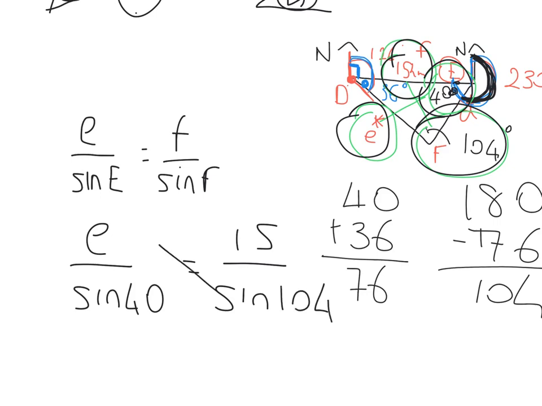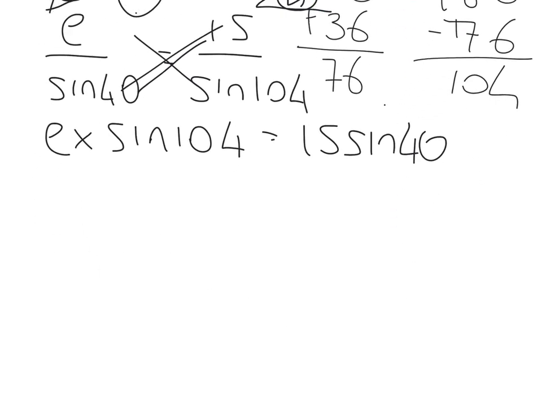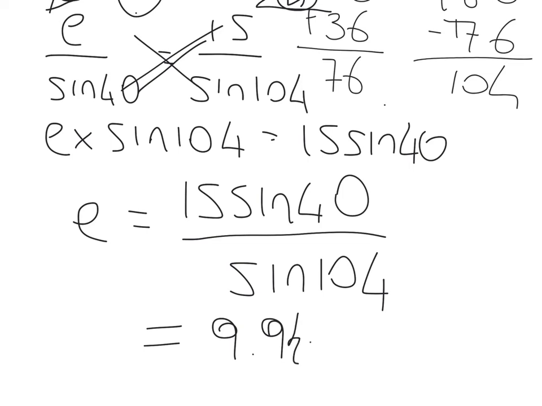I then cross multiply, and that will be e times sine 104 is equal to 15 times sine 40. I then bring the sine 104 down and divide. So e will be equal to 15 sine 40 divided by sine 104. I input that into the calculator, and to one decimal place, that is 9.9 kilometres.